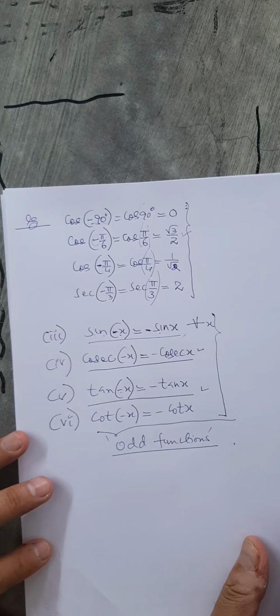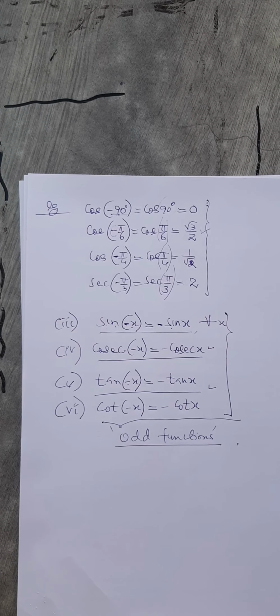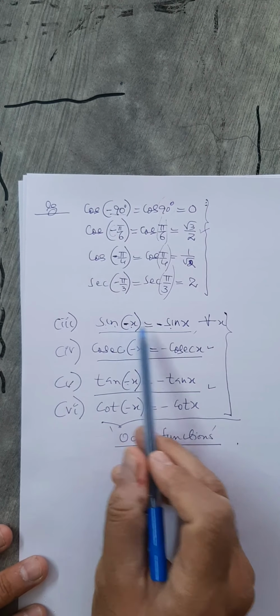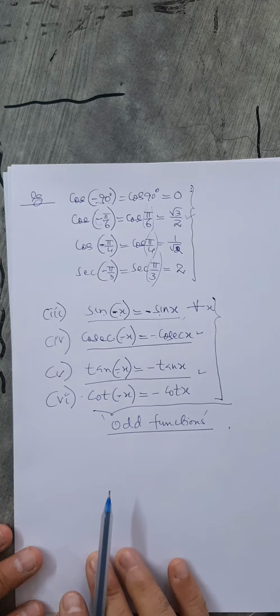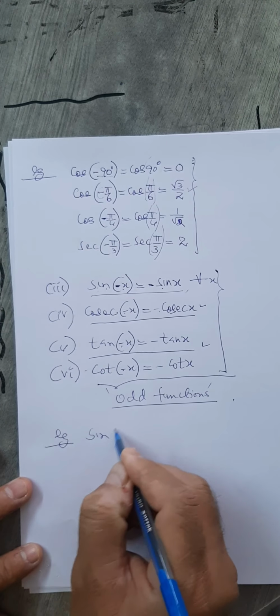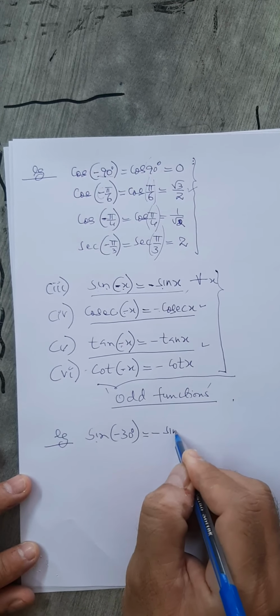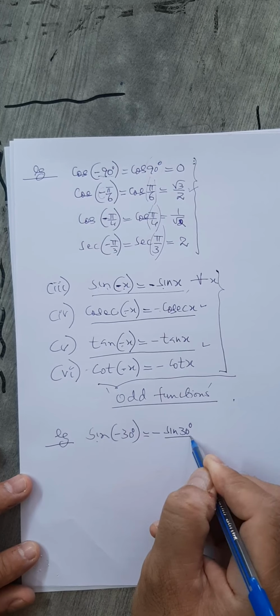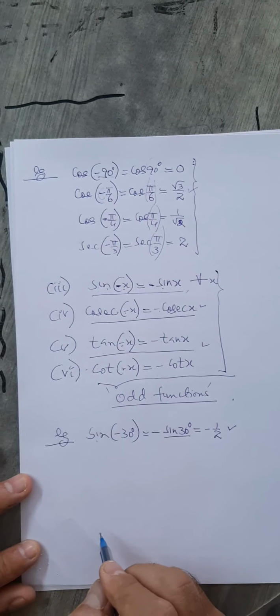Which two trigonometric functions are even functions? Only cos and sec. Cos and sec are even functions, remaining functions are odd functions. So in the other functions, if you have a minus sign, it will come out. How do we understand this? For example, if I want to get sine minus 30 degrees, this being an odd function, take minus outside, so minus sine 30 degrees. What is sine 30 degrees? You know it is 1 by 2, so minus 1 by 2 is your answer.